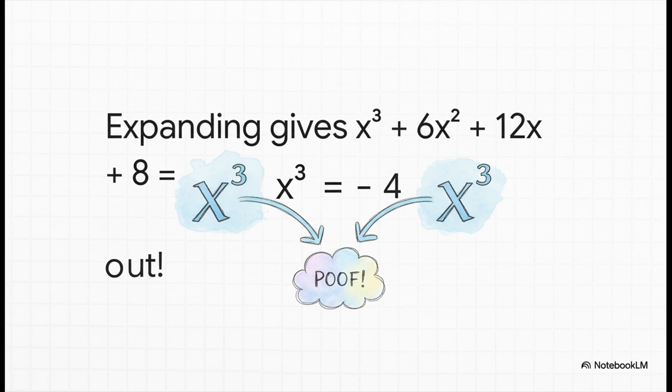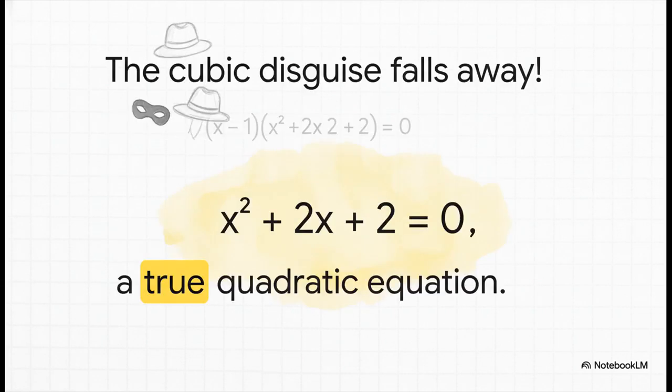But wait a minute. Do you see it? There's an x cubed term on the left side and an x cubed term on the right side. And what happens when we have the exact same thing on both sides? That's right, they cancel each other out. And just like that, the disguise falls right off. After the x cubed terms vanished, look what we're left with: x squared plus 2x plus 2 equals 0. It was a quadratic equation all along. That is a fantastic piece of detective work.